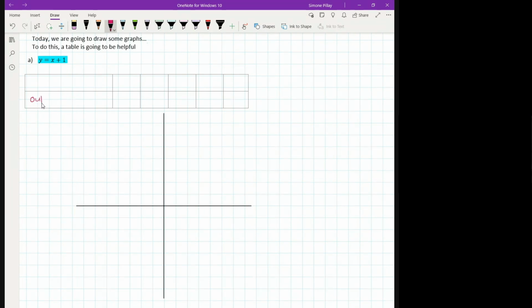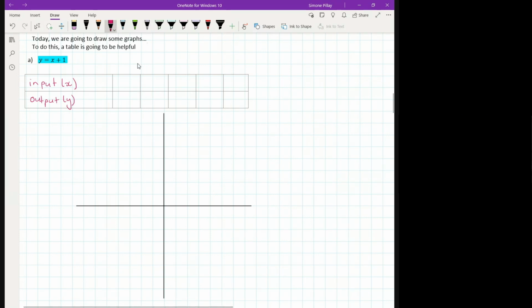We said our output, which is our y values, usually goes at the bottom of our table, and my input, which is my x values, goes at the top. And if you were here for last week's lesson, what I said is, when you are doing a table, you get to pick your inputs. If you have a table that's blank, you get to pick your inputs. But you want to pick your inputs very strategically.